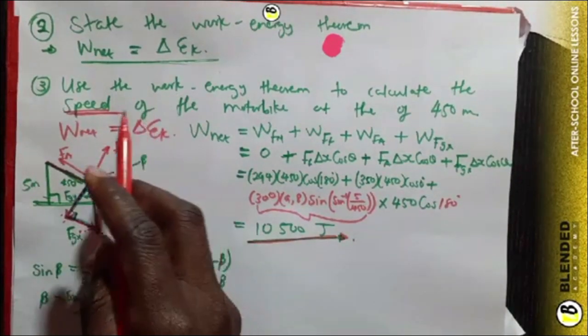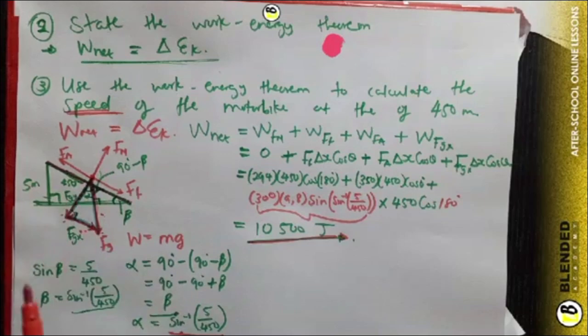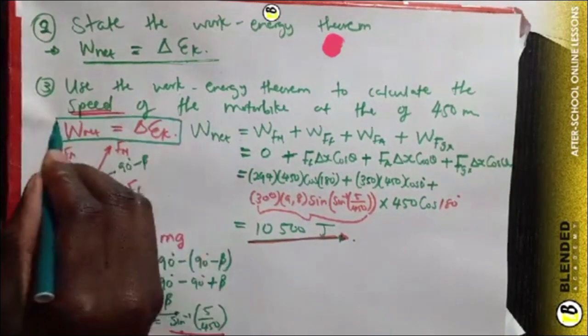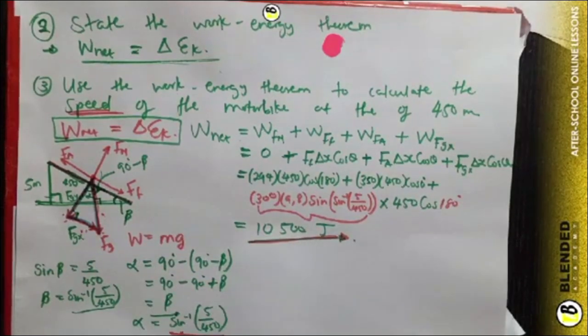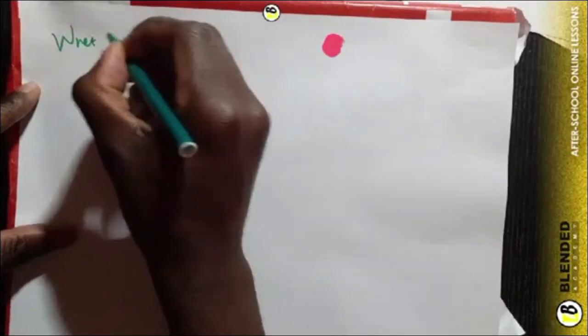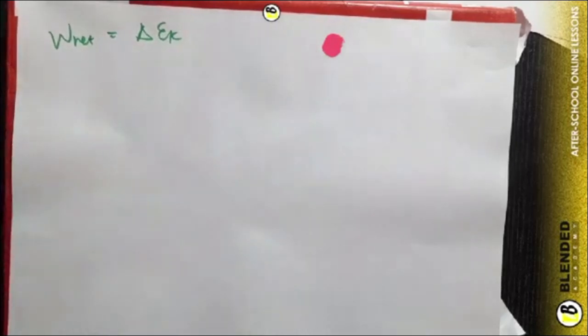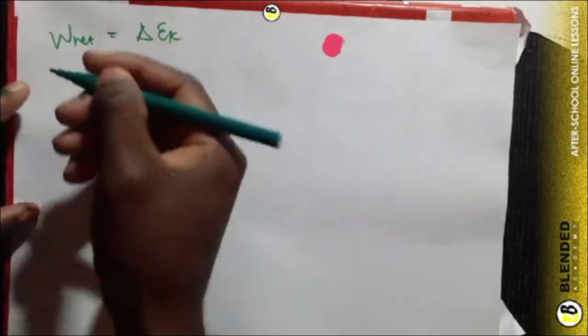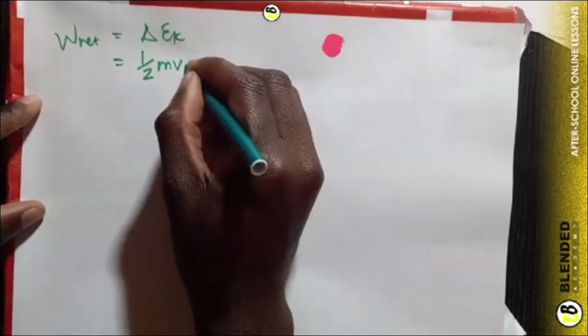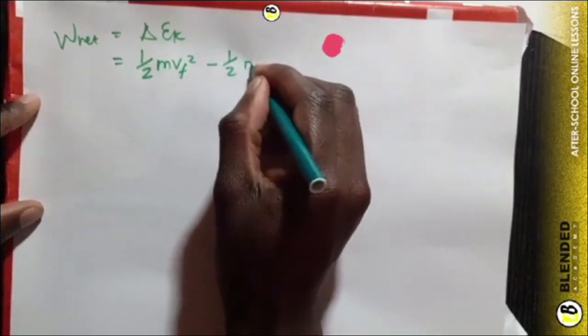All right, so now we need to find the speed using the work energy theorem. I'm going to show you that in a moment. Now remember, the work energy theorem says that the net work is equal to the change in kinetic energy. So we need to use this net work to find the speed. So this is what we're going to have: net work equals the change in kinetic energy. And remember, the change in kinetic energy is represented by half m vf squared minus half m vi squared.